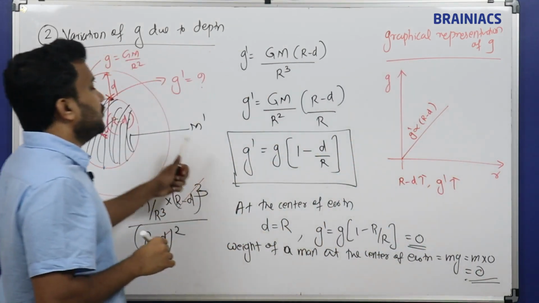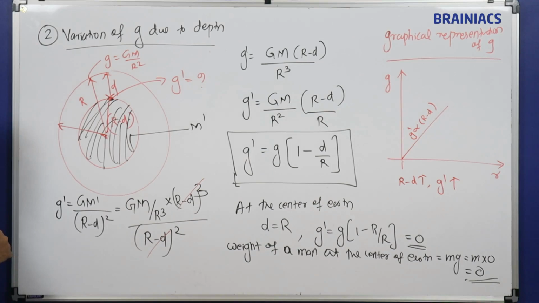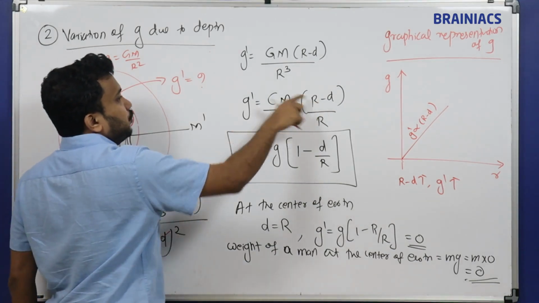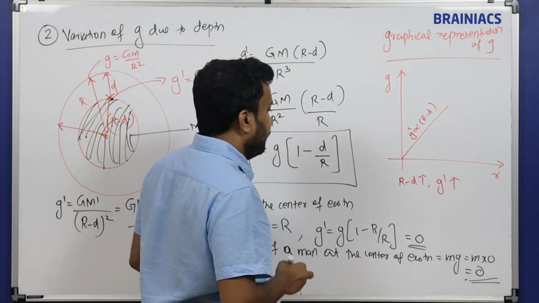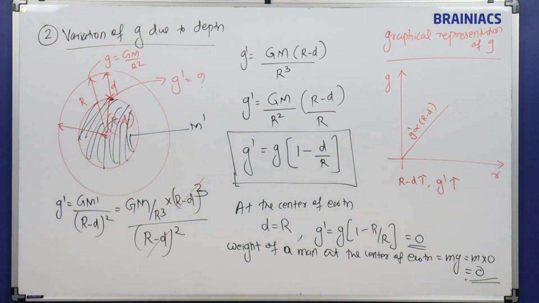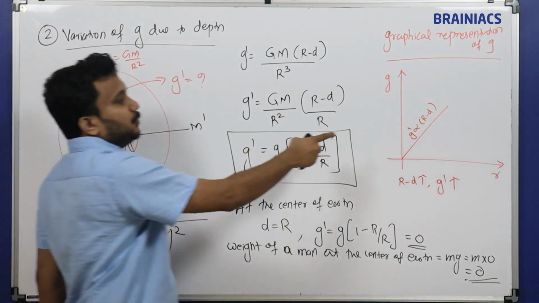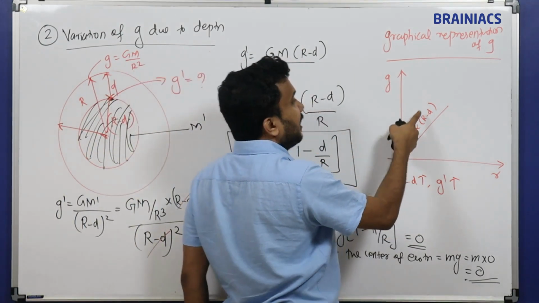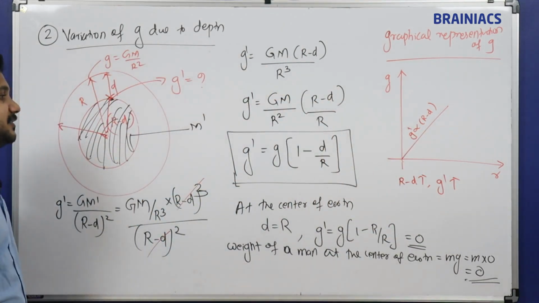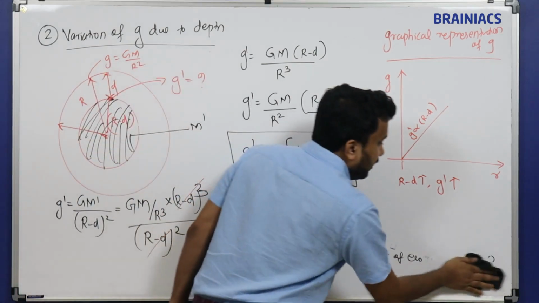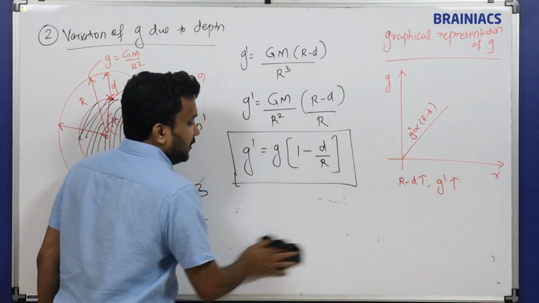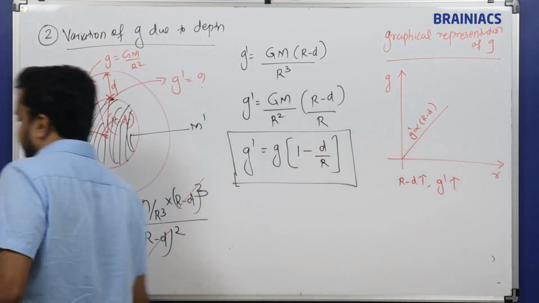So once we reach the surface, what is the value of d? Let me take some area. So g dash is proportional to R minus d. This is very clear. When R minus d increases, what will happen? When R minus d increases, g dash increases.